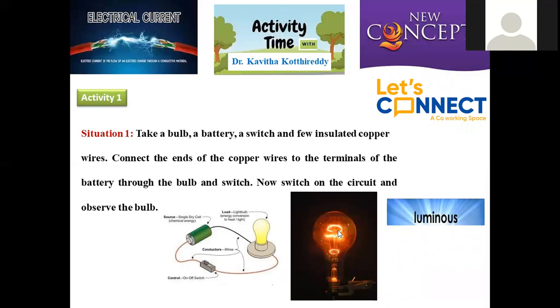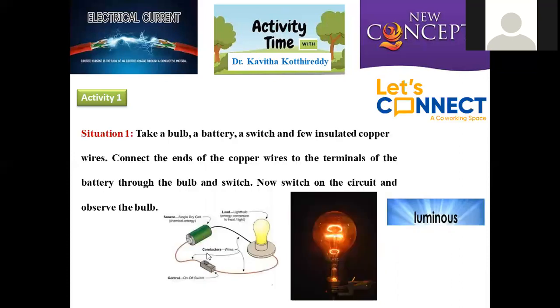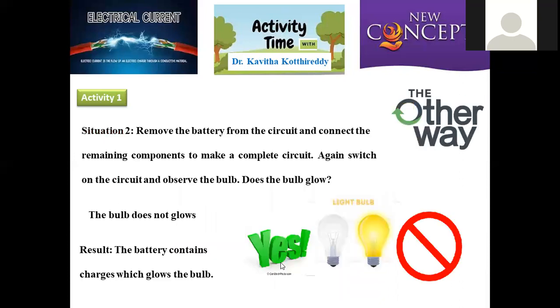You can observe this bulb is becoming luminous. It's glowing now, because here the battery is the source of energy, the source of power, which supplies the electricity through this conducting material called copper, so that the bulb receives electricity and becomes luminous. So this is situation 1, and it is illuminated. Here we can observe the glowing bulb if we perform this activity in such a manner.